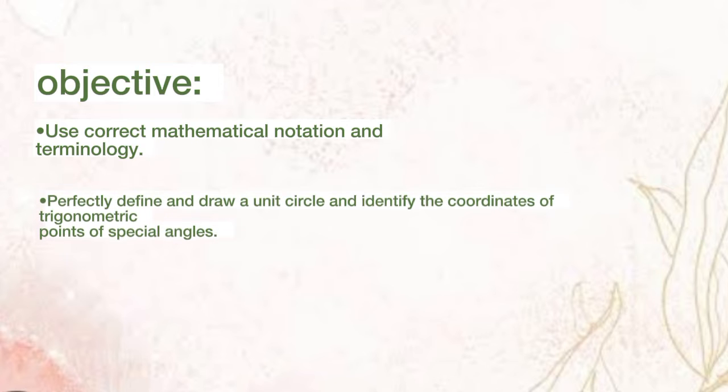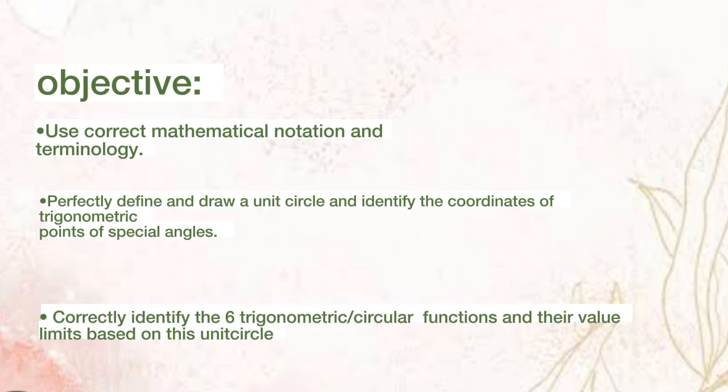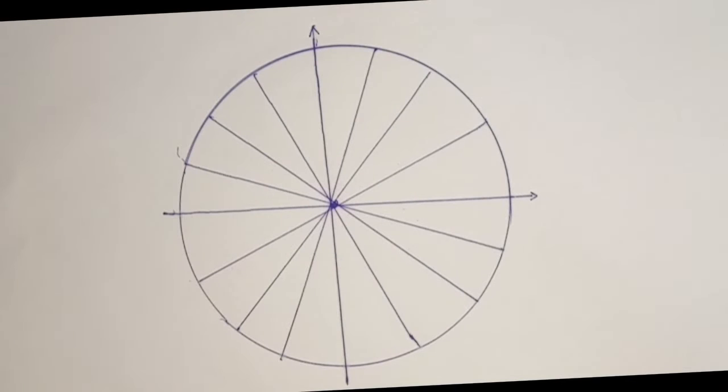Today's learning objectives: understand correct mathematical notation and terminology; accurately define and draw the unit circle while identifying the coordinates of special angles; recognize and understand the 6 trigonometric functions and their value limits using the unit circle. So what are you waiting for? Grab your notes, stay focused, and let's make learning fun. Let's begin. Let's focus on the unit circle.